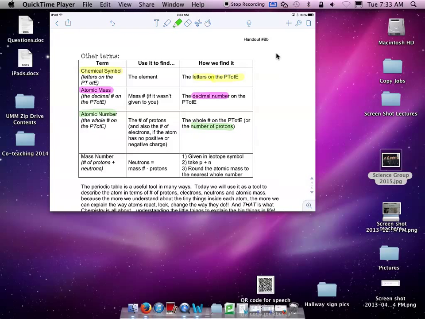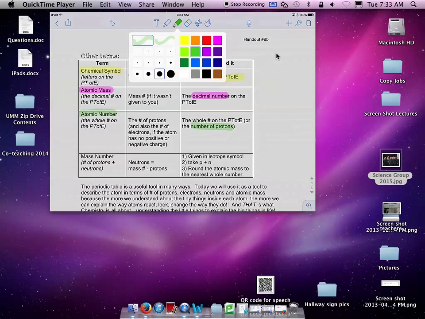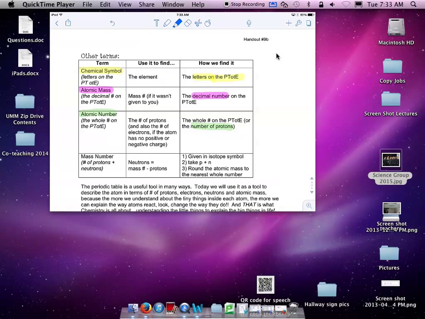So that's the relationship between atomic number and number of protons. And then one more here is our mass number. So mass number is what we use to find the neutrons, remember. So that's kind of the purpose of the mass number. And there are three versions of it.